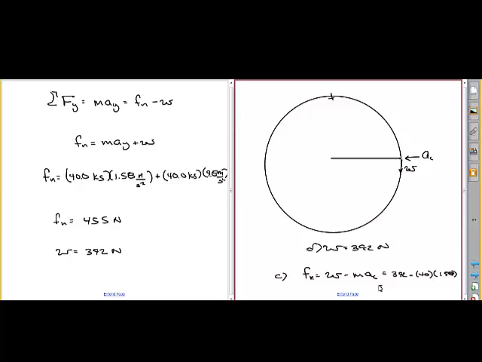392 minus 40 times 1.58, which is 329. So you feel less weight at the top. Let me just double check here. This is problem number 32. Let's zoom in through here. Oh, 31. I forget what I was doing.